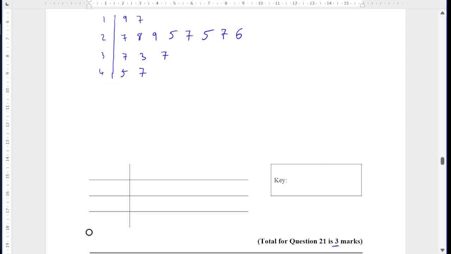My job now is to put the numbers in order. So 1, 2, 3, 4. So those in order would be a 7, then a 9.